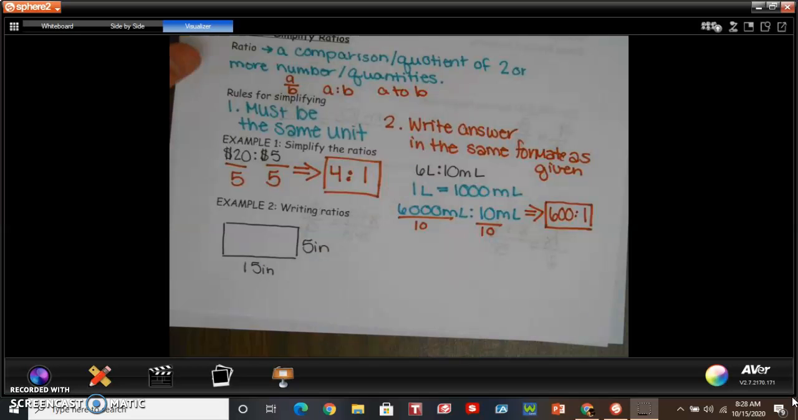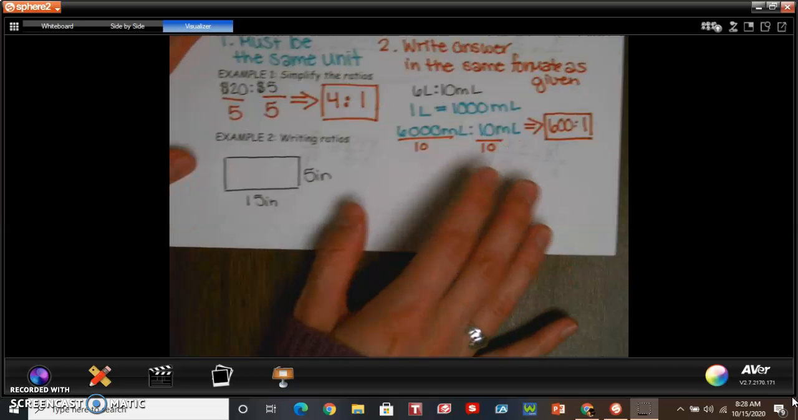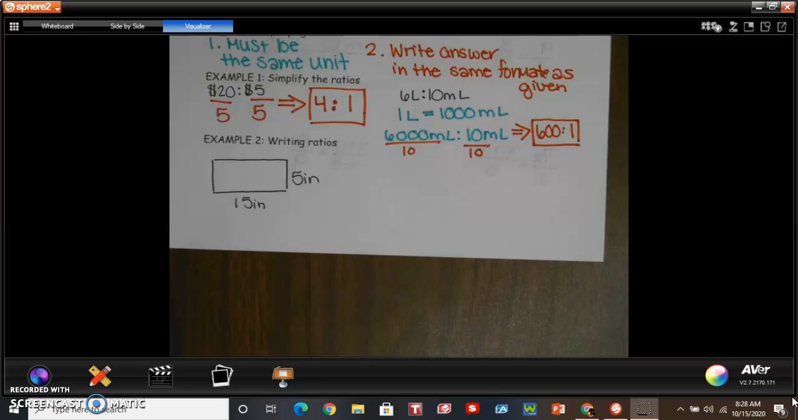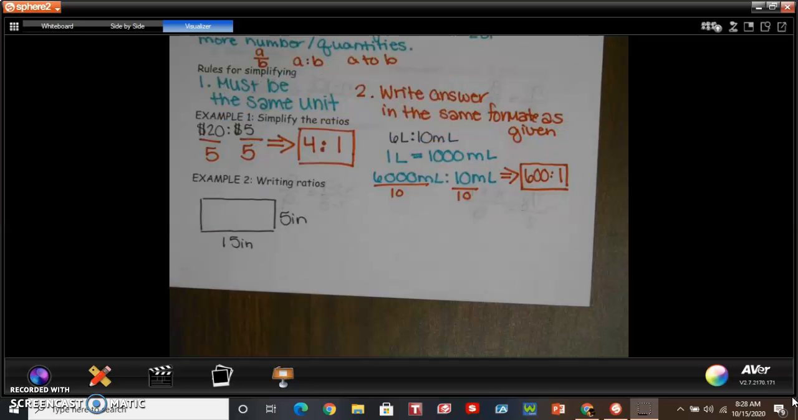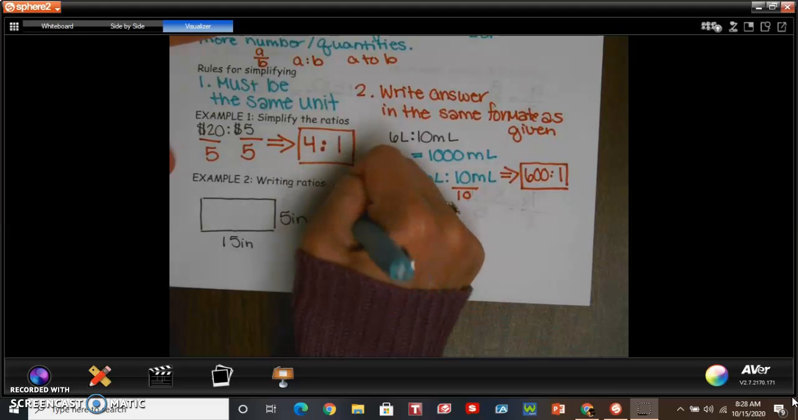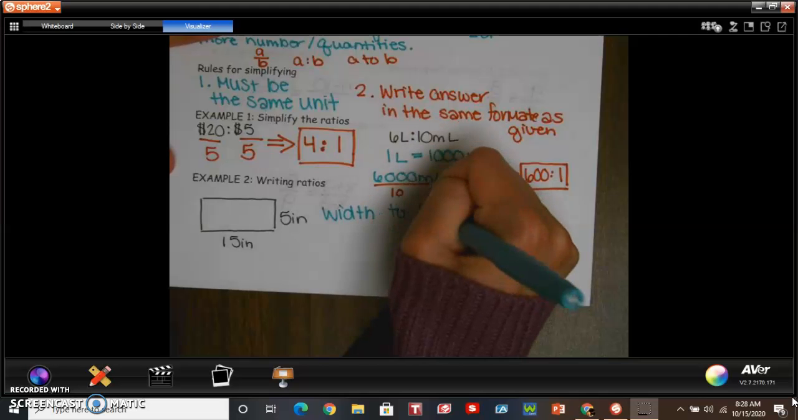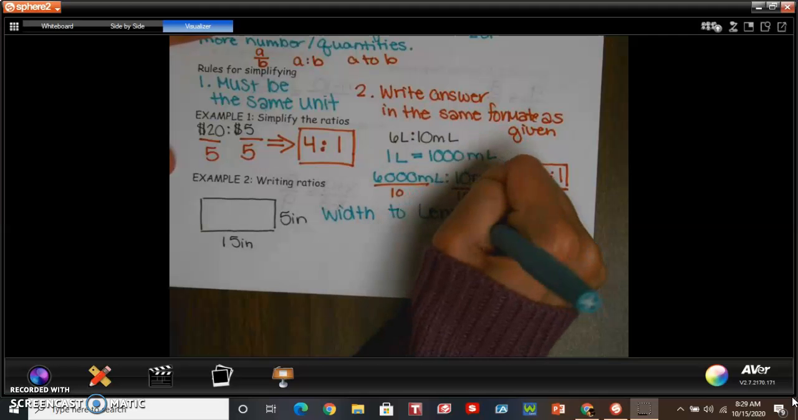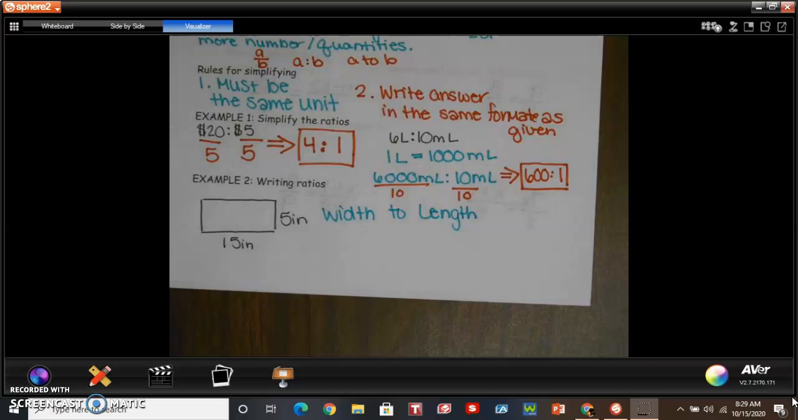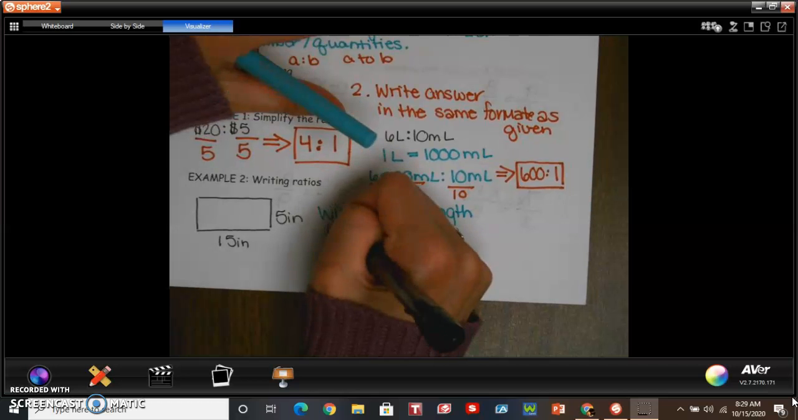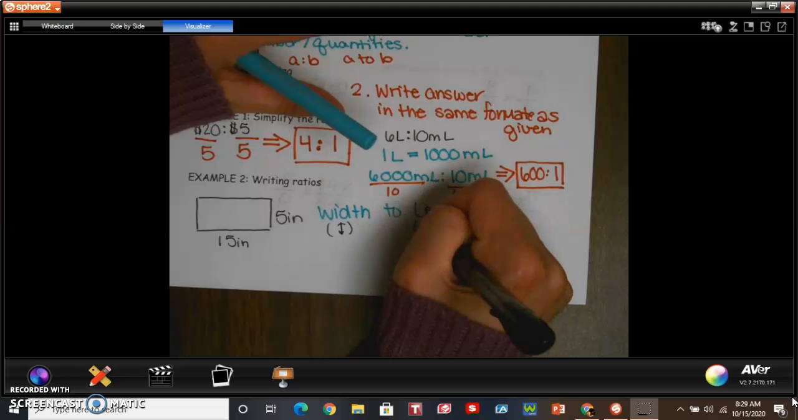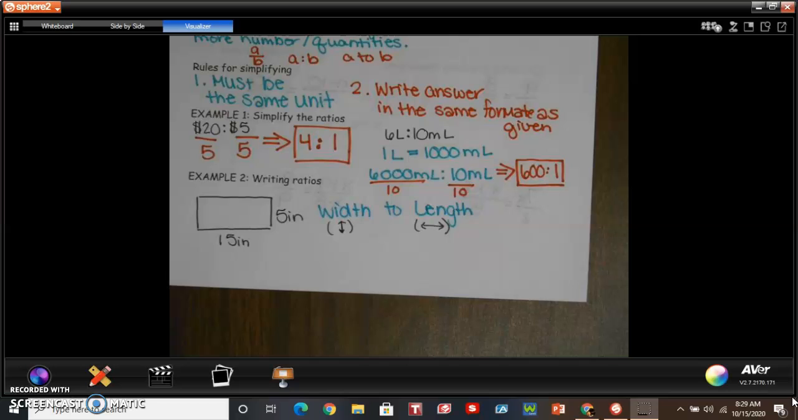All right, next, example 2, still dealing with ratios. Now let's apply them to geometry, okay? So, we're going to talk about writing ratios when it comes to geometric shapes. So this example here wants us to find the ratio of width to length. Just for the sake of us all having the same answers, width means up and down, length means left and right, okay?